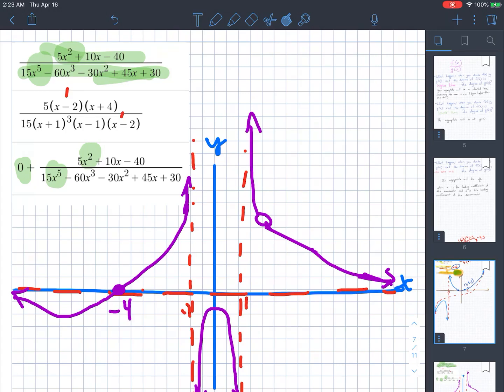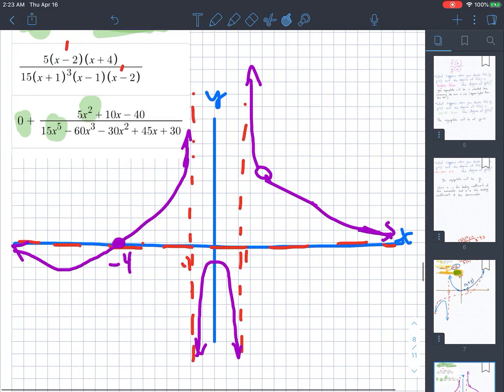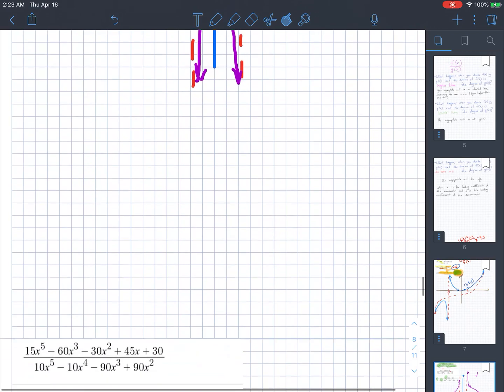Alright, we're going to continue. This graph was undoubtedly the best graph in the world. It was really well done. Let's go to the next one.